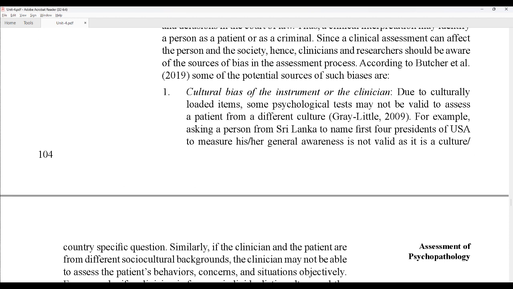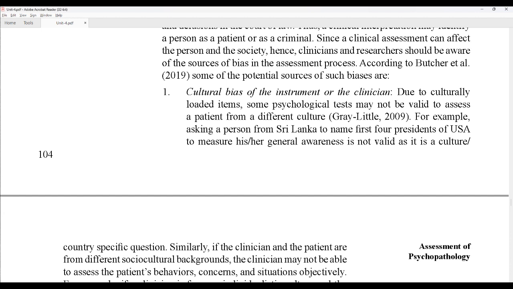Since a clinical assessment can affect the person and the society, hence, clinicians and researchers should be aware of the sources of bias in the assessment process. According to the source, some of the potential sources of such biases are: 1. Cultural bias of the instrument or the clinician. Due to culturally loaded items, some psychological tests may not be valid to assess a patient from a different culture.